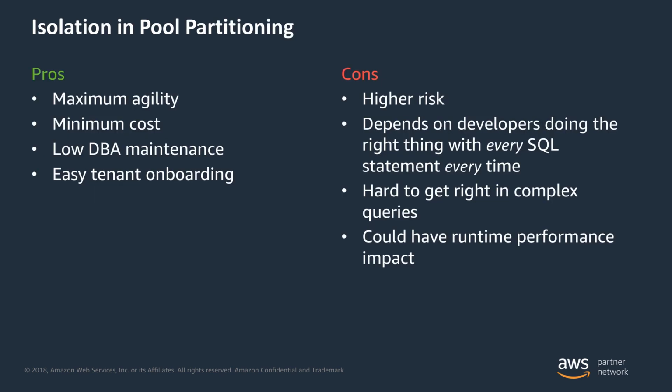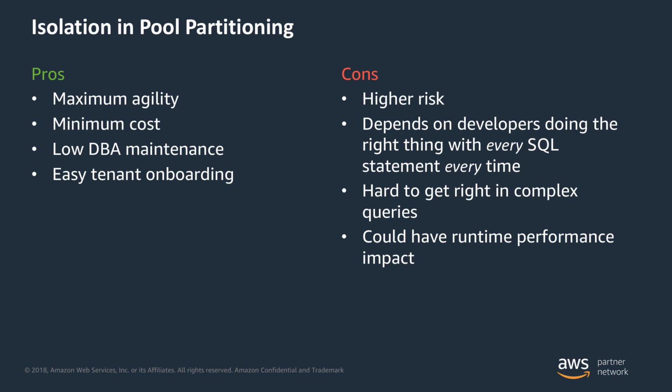So what are the pros and the cons to a pooled model? Well, because you are running a single database with a single schema, you get both the maximum amount of agility for you to move fast and make changes, and you also have the minimum cost because you're only paying for one resource. You have low operational maintenance from a database perspective because, again, you're only maintaining that single resource. And onboarding a new tenant is super easy, very straightforward, because you're not making new schema, you're not making new databases, you're not making any new resources for your tenants in terms of your data model.